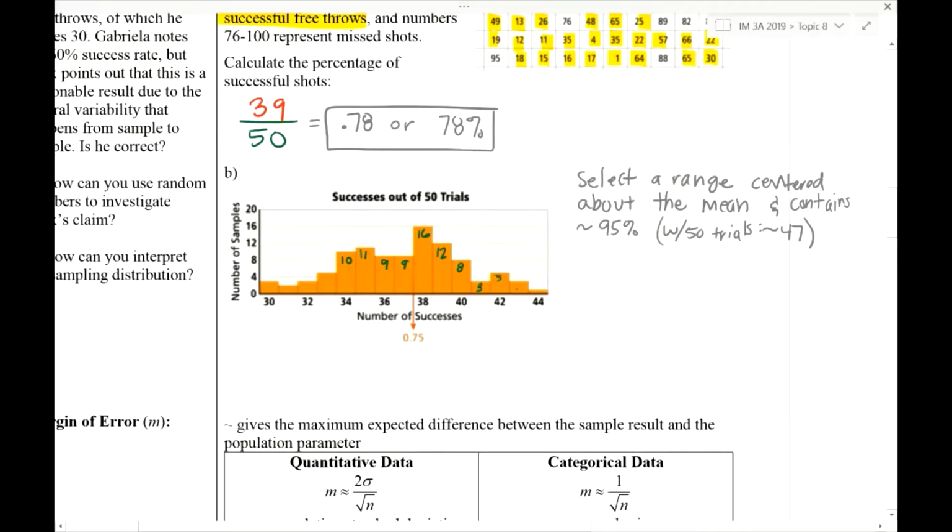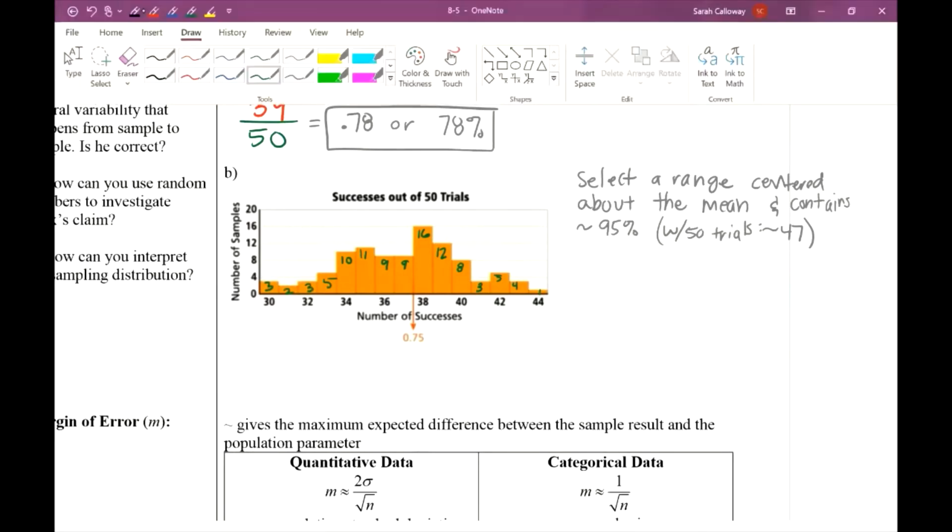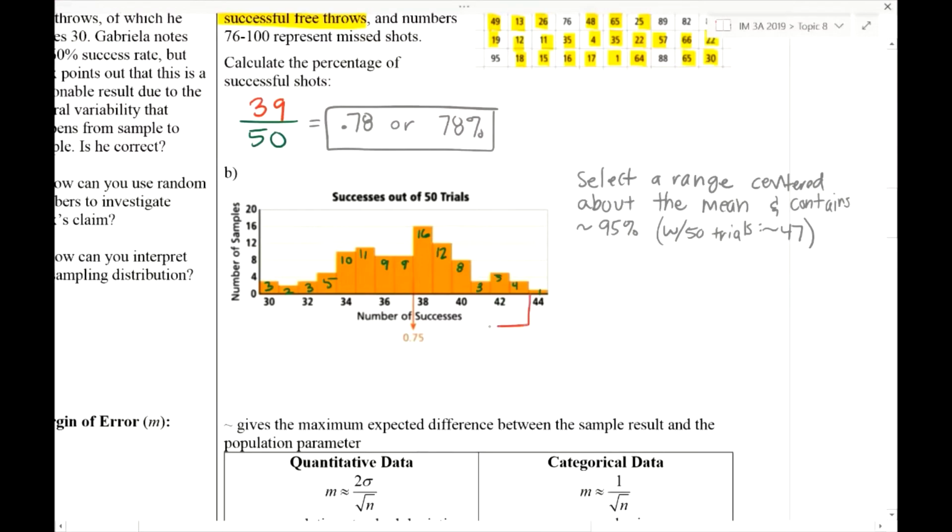This one has 3, this one has 5, this one has 4, this one has 1. And then this one has 5 again, 3, 2, 3. So if I want 47, it looks like if I just cut off these last 2, that's 46. If I take off the 3 and the 1 on either end, that means there's 46 between 31 and 43 successful shots. 31, if we think about that, is 62%, and 43 is 86%.